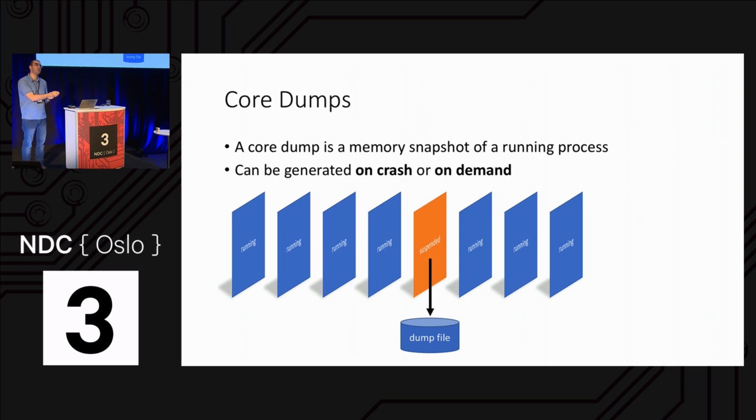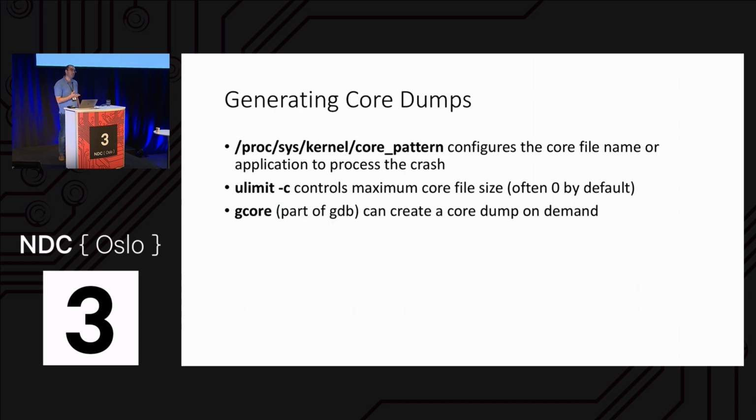You come to a running process, you suspend it for a second, you save the whole thing to a file, and then the process can keep running. If it actually had an exception and crashes, then it doesn't keep running, but at least you have a snapshot of where it was when it crashed. So this is the general idea. How do you generate core dumps on Linux? This is not .NET specific, again.